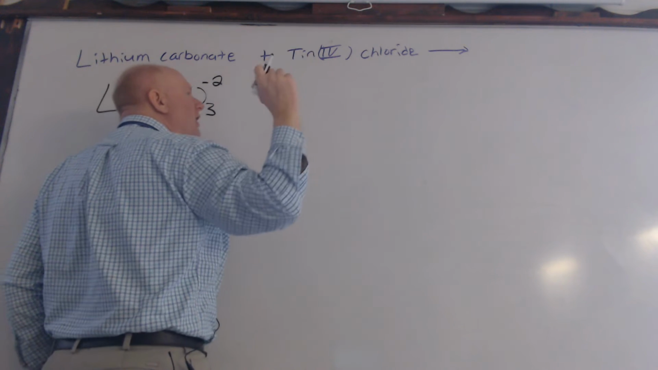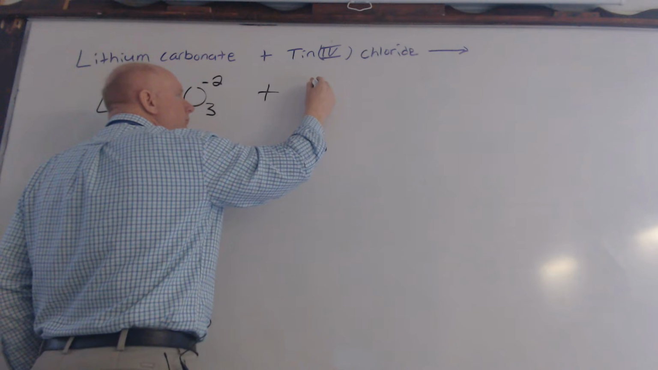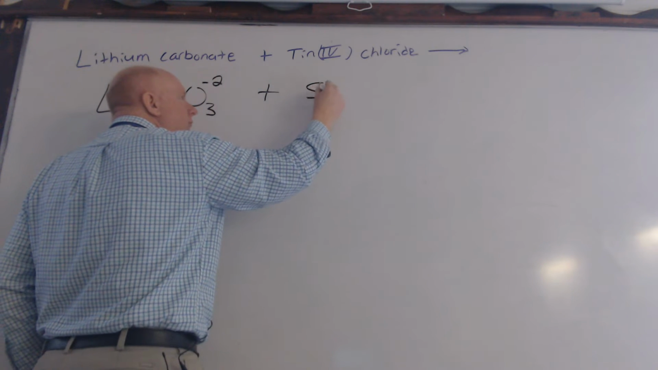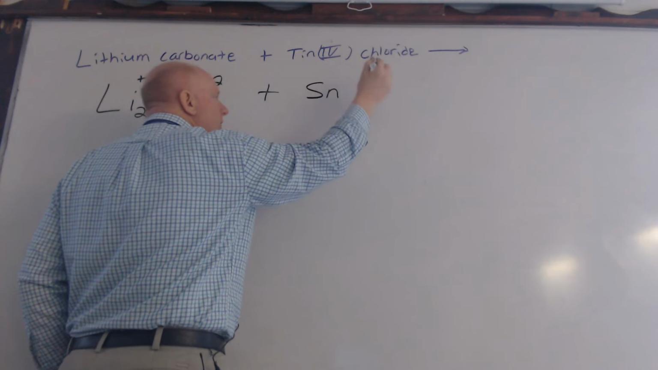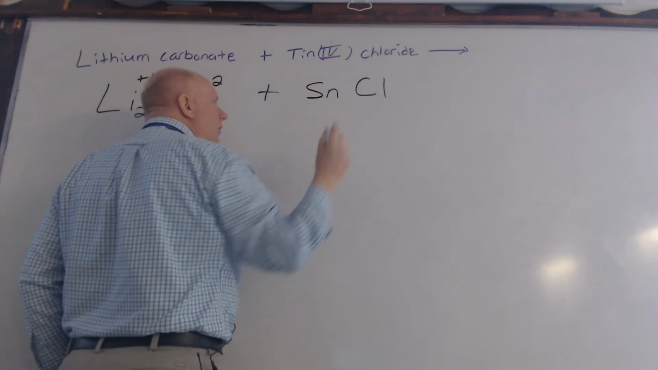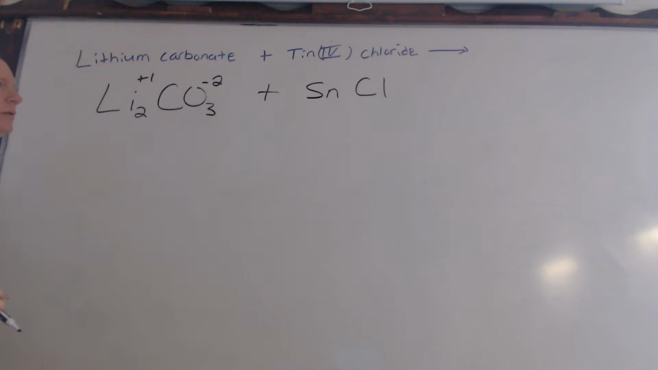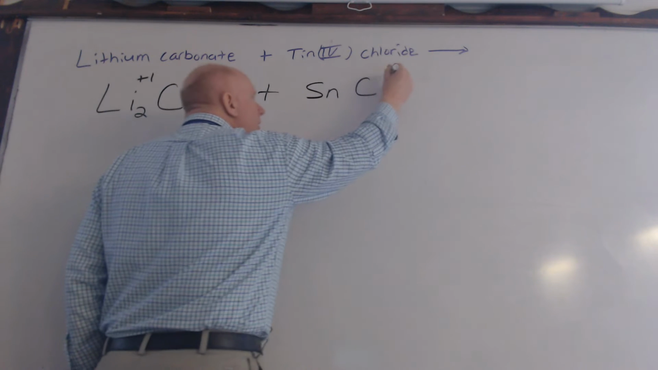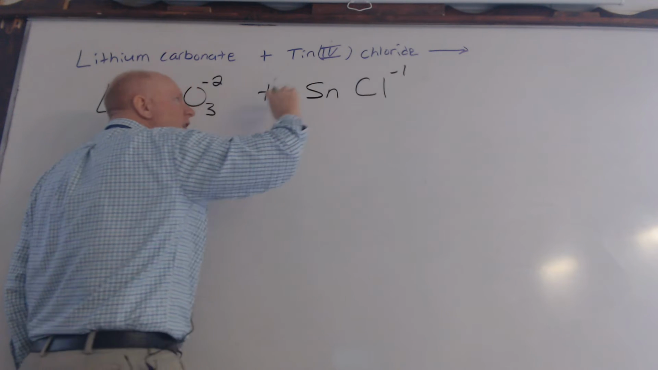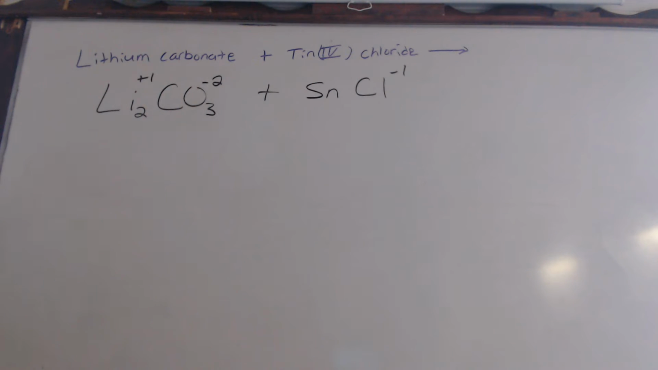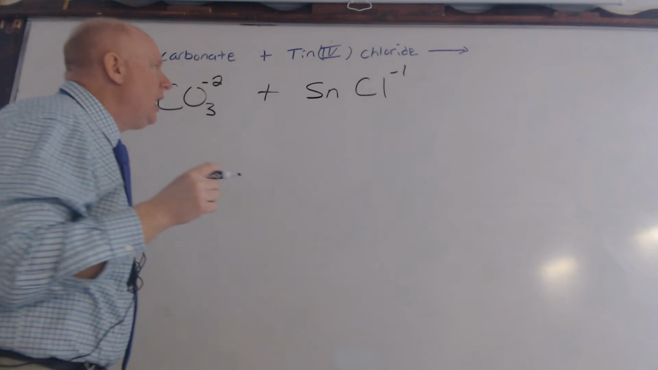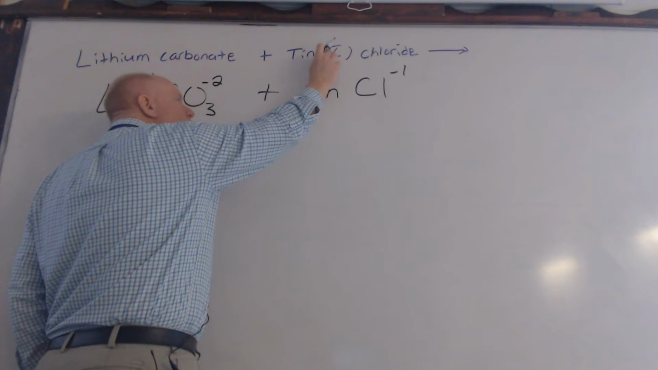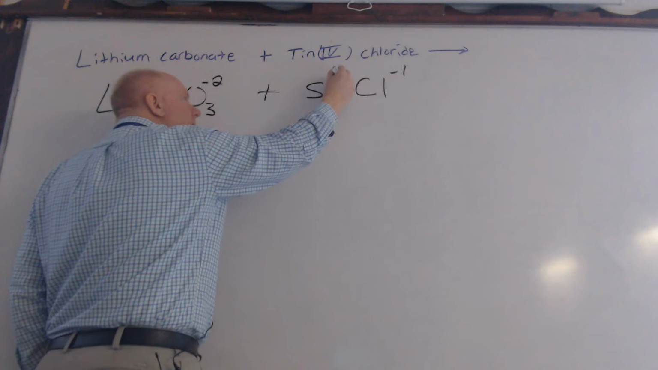What is the symbol for tin? Sn. What's the symbol for the chloride ion? Okay, go by your negative charges. What does the chloride ion have for a charge? -1. Okay, and tin can have various charges. It can be +2 or +4. Okay, so we don't have to guess which one it is. This is a Roman numeral for what? Okay.